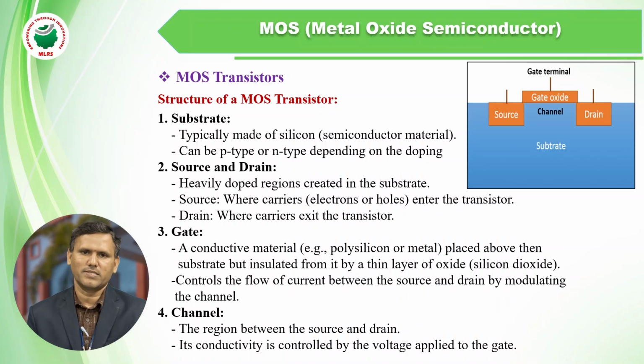Next one is gate. It is a conductive material, generally polysilicon or metal, which is placed over the substrate but insulated from it by a thin layer of oxide, either silicon dioxide, which controls the flow of current between source and drain by modulating the channel. Next one is channel. The channel is the region between the source and drain. So here this is the channel between the source and drain. Its conductivity is controlled by the voltage applied to the gate.